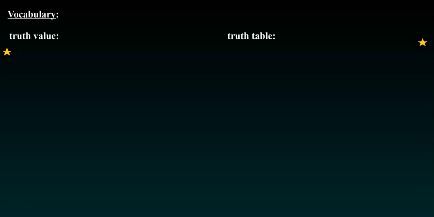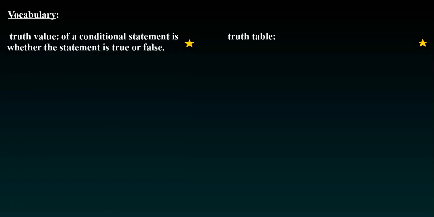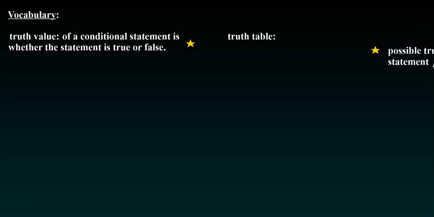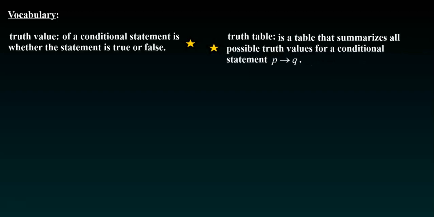Truth value. The truth value of a conditional statement is whether the statement is true or false. A truth table is a table that summarizes all the possible truth values of a conditional statement, P implies Q.